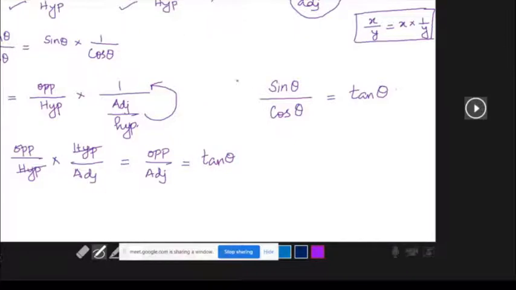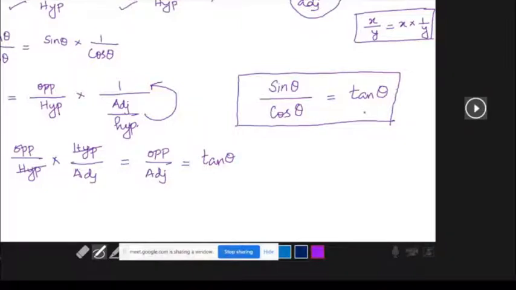Is this clear to you? Yes, ma'am. Now have you written in your notebook what is sine theta, what is cos theta, what is tan theta, and the relation between sine theta, cos theta and tan theta? What's the relation between them? Sine theta by cos theta is equal to tan theta.